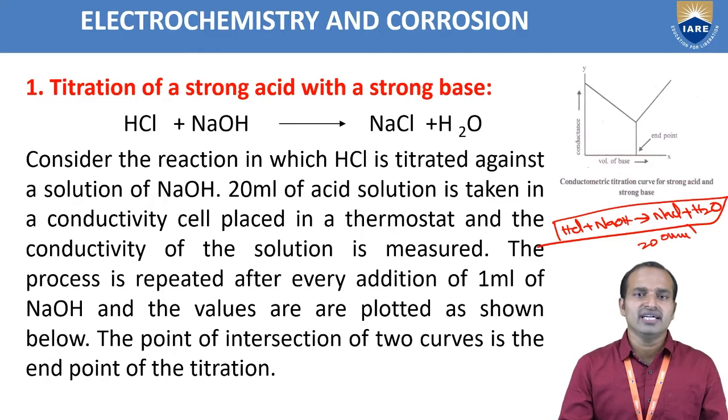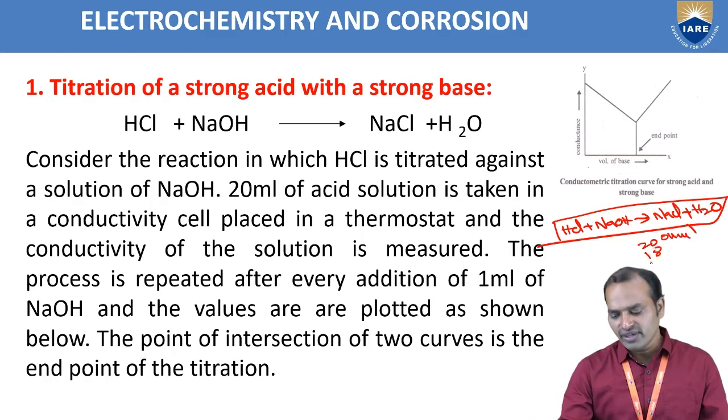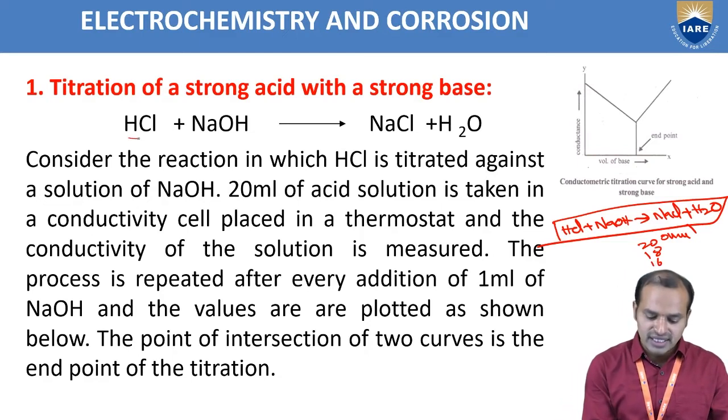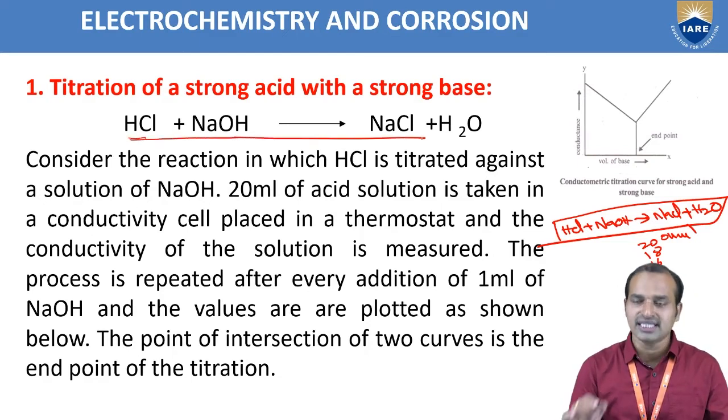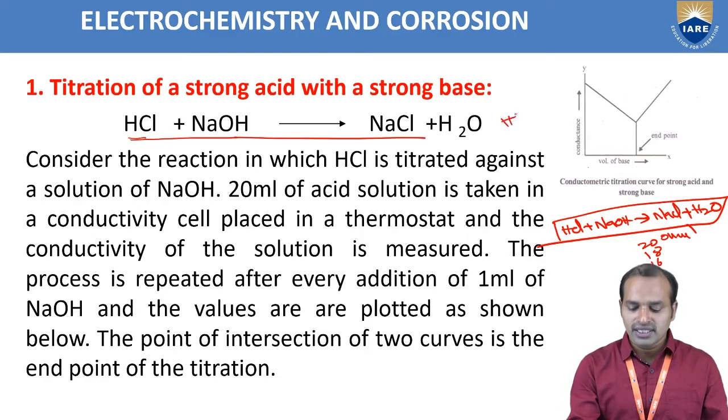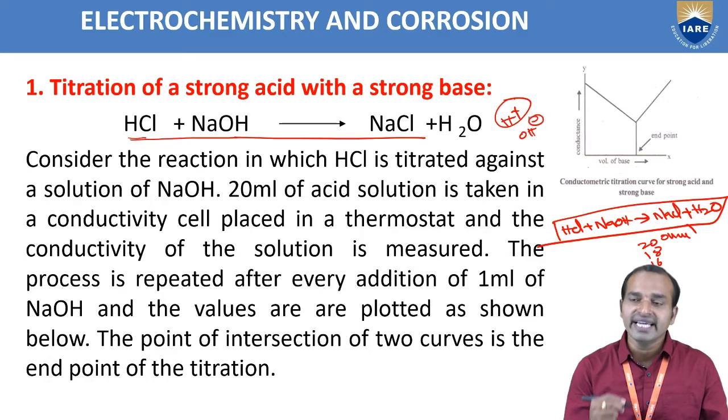After that you add 1 ml of NaOH, and the conductance value falls to 18. Again you add 1 more ml, and it is 16. Like that, when we add NaOH to the HCl solution, at a certain point neutralization takes place. HCl reacts with NaOH to form NaCl. When the neutralization point is reached, there are no H plus ions in the beaker, so only OH minus ions are present. Then the conductance values increase.